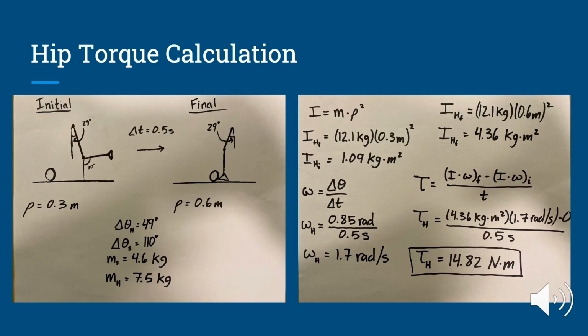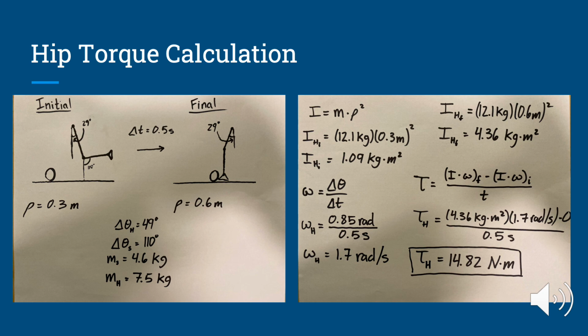So now we're going to do a sample calculation for hip torque. We sketched out a leg kicking a soccer ball in the initial and final states. The initial is at the peak of backswing, and the final is the leg making contact with the ball. Our angles for initial are a 29-degree extended hip, and the knee 110 degrees from the y-axis.